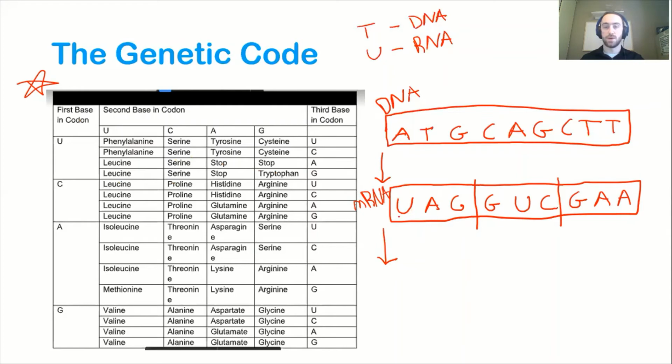So our first base pair is a U. So we look at our U row. Our second one is an A. So we look down our A column. And, because this is our second base pair, and our third base pair is a C. So we look for C. UAC, well, that's tyrosine.